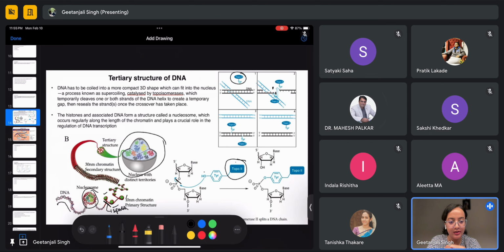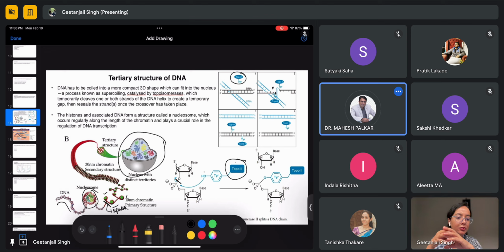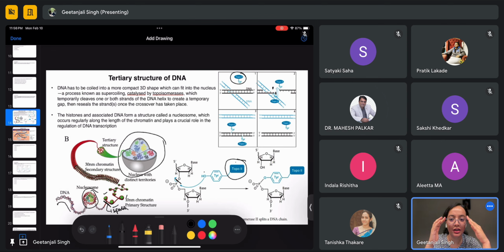To form nucleosome. Yeah, they all together form, along with spacer DNAs, chromatins. Yes, till that point, we can call it tertiary structure.